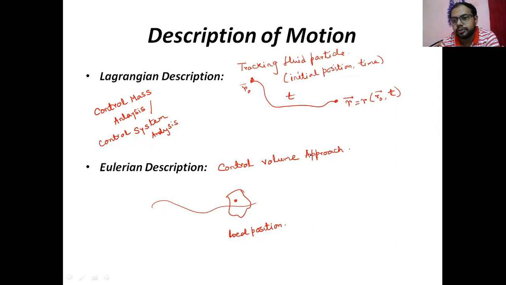Control volume approach. You fix a local position, a local zone, and observe whatever particle is coming. Previously, in the Lagrangian description, you were getting the particle velocity or particle acceleration, meaning you are following the fluid particle. Here, you are getting the entire flow velocity. That is the difference. These two descriptions are different.